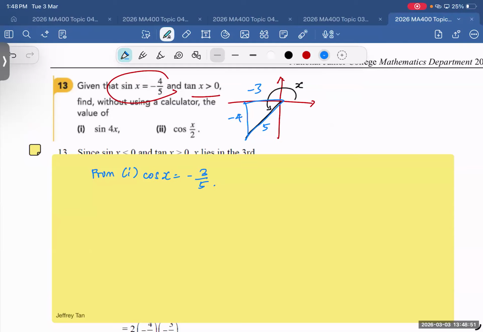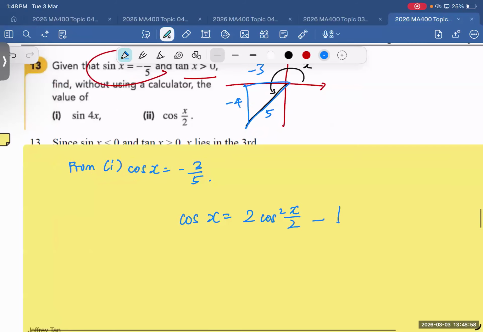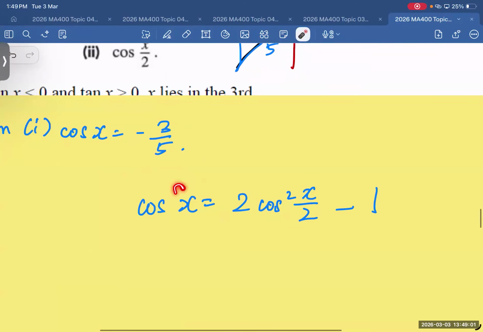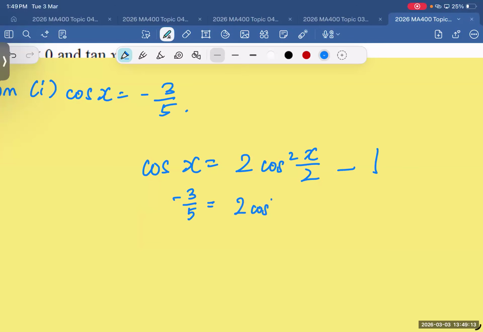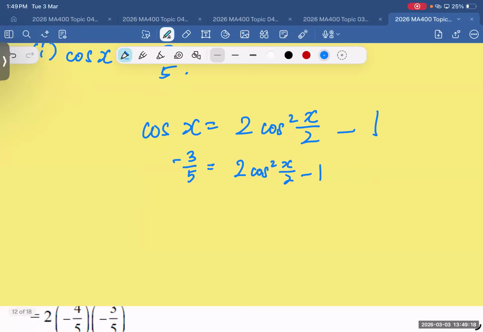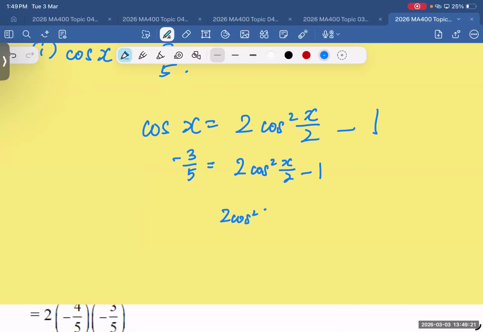Okay, so cos x is just 2 cos square a minus 1. Are you okay with this? Remember, if this is 2a, this is a. Now, cos x, as earlier we found, is negative 3 over 5, which is 2 cos square a minus 1. So 2 cos square x over 2 will just be 2 over 5 because I brought this over.